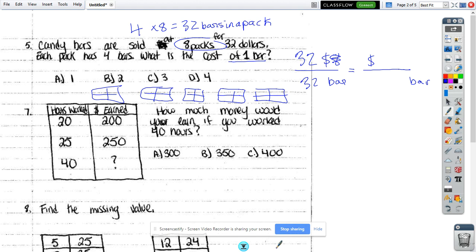So that makes it actually pretty easy. So the cost of 1 bar, since they're the same price here, this would just be dividing by 1. So then I do times 1. 1 times 1 is $1.